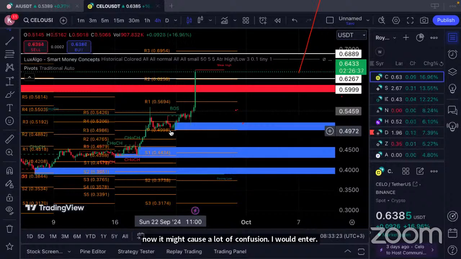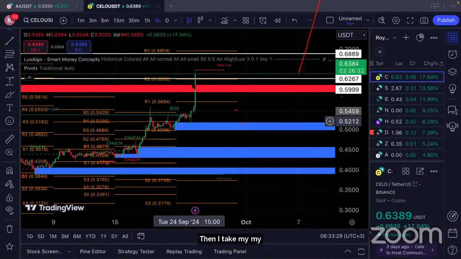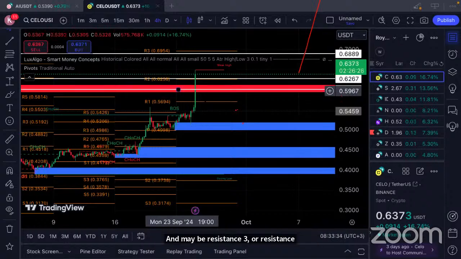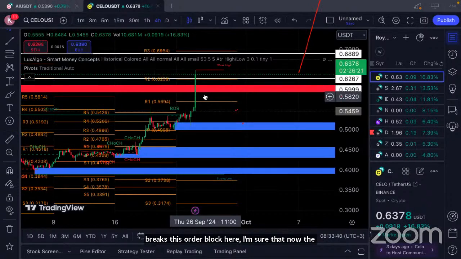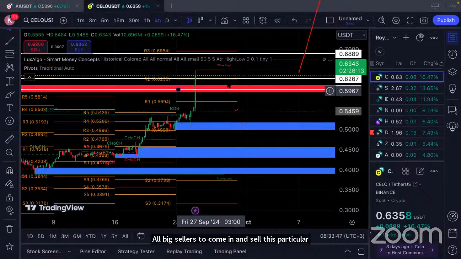I would enter at the pivot here. Then I take my profit. I'll still continue with this coin at maybe resistance 3 or resistance 2. But once it breaks this red order block here, I'm sure the market is about to go against me, because now we expect institutional sellers or big sellers to come in and sell this particular coin. Give me one in the chat if it's now making sense to you.